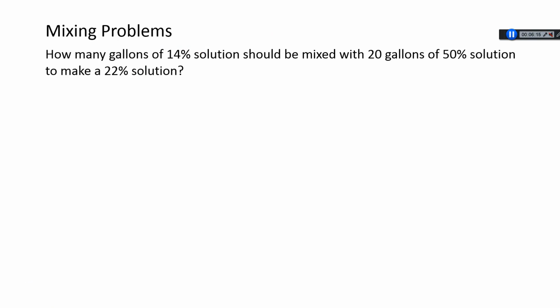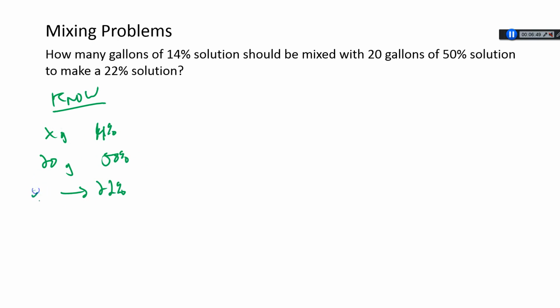Nice. All right, let's try another one. How many gallons of 14% solution should be mixed with 20 gallons of 50% solution to make a 22% solution? So first of all, what do we know? We know x gallons of 14% should mix with 20 gallons of 50% solution, and they want it to be a 22% solution. So at the end, I'm going to have 22%.